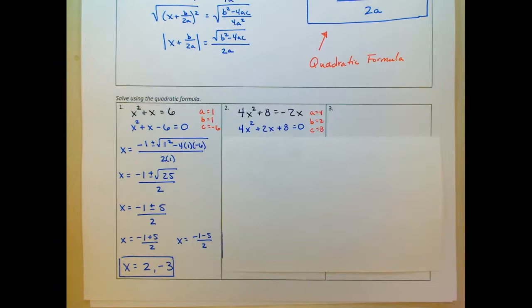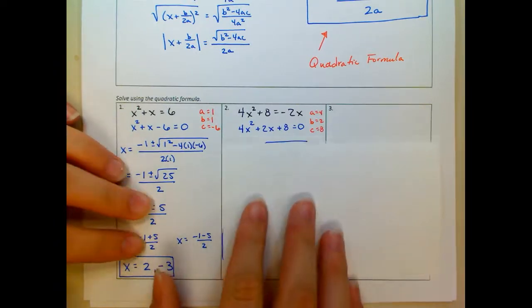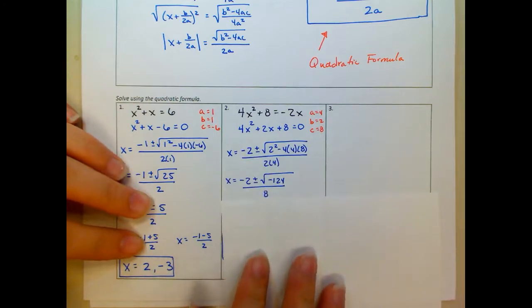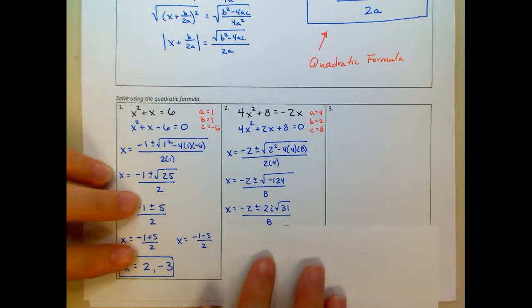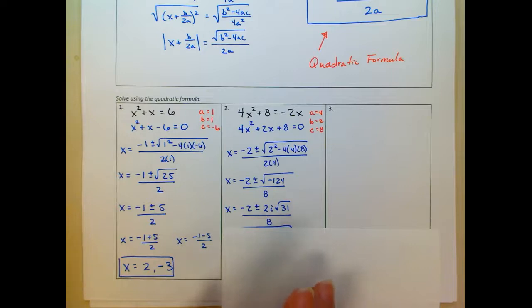Alright, hopefully you are ready to see the answer. So when you plugged this in, you should have got a discriminant of negative 124. So again, I should be able to see this value in your work, okay? Now, negative 124 is not a perfect square, and more importantly, it is going to create an imaginary number. So you should have ended up with negative 2 plus or minus 2i square root of 31 over 8.